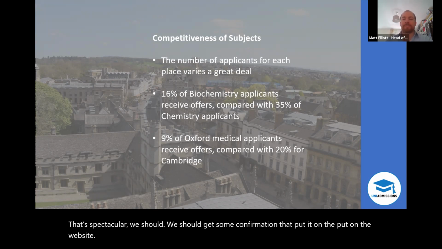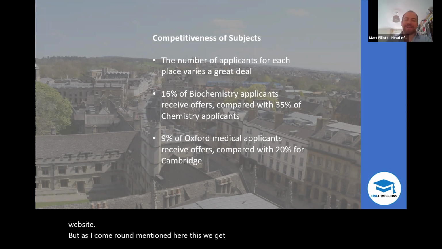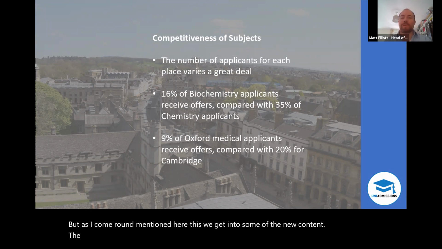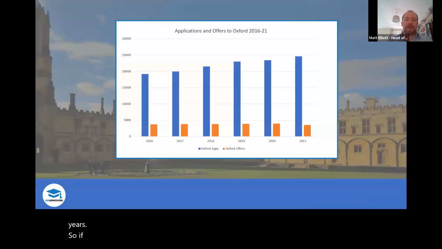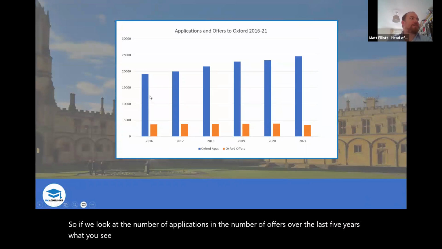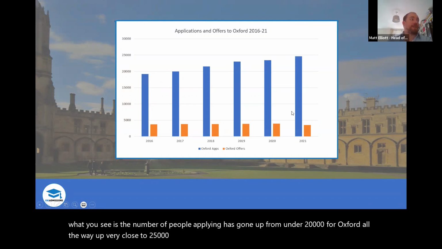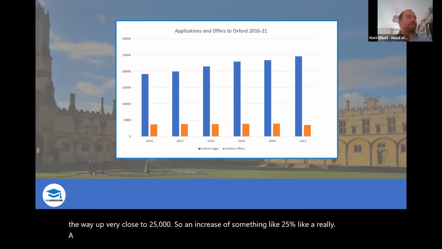But as Rohan mentioned here, and this is where we get into some of the new content, the levels of students applying to Oxford and Cambridge has been going up over the last few years. If we look at the number of applications and the number of offers over the last 5 years, what you see is that the number of people applying has gone up from under 20,000 for Oxford all the way up to very close to 25,000. So an increase of something like 25%, like a really substantial jump there.